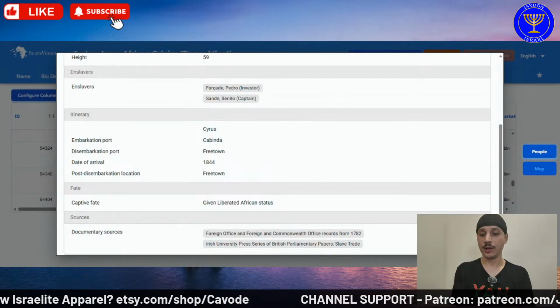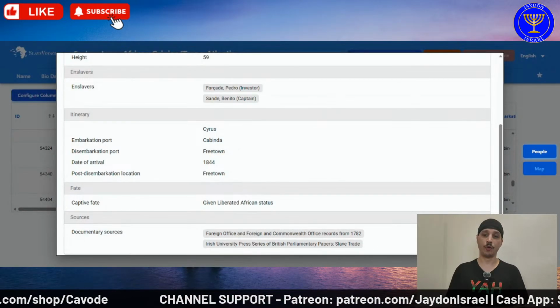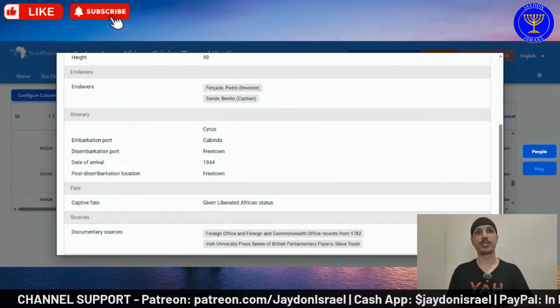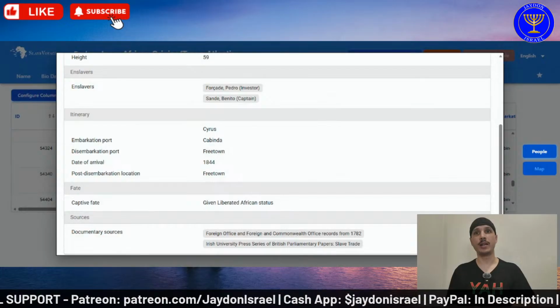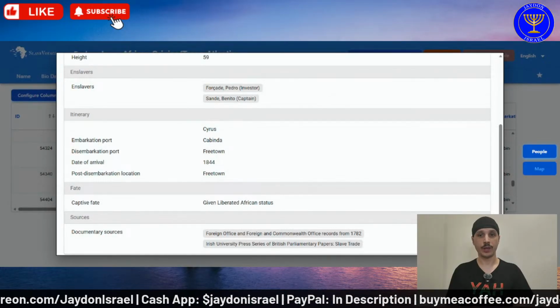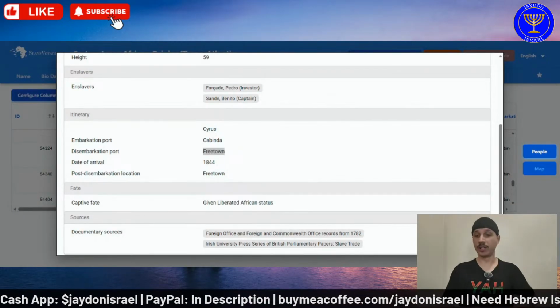Now, Freetown was like a headquarters for the British Empire. The British set up shop. They operated their headquarters in Freetown. And it says Freetown, but was it really free?